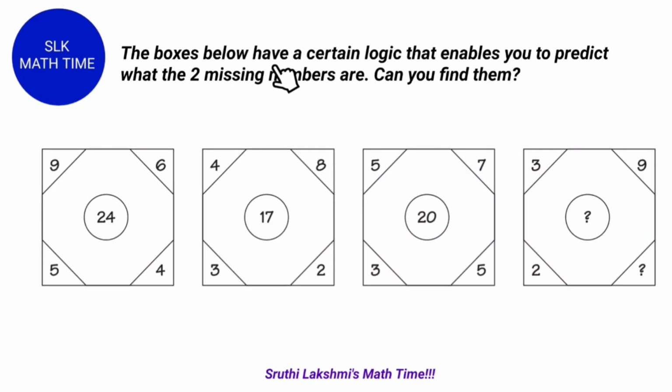The boxes below have a certain logic that enables you to predict what the two missing numbers are. Can you find them? You will have 20 seconds to solve this problem. Your time starts now.